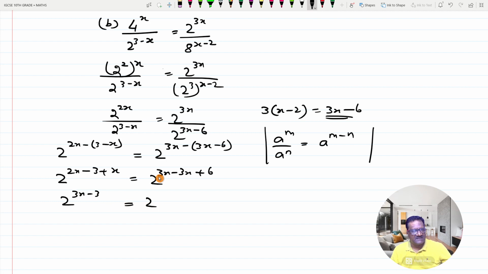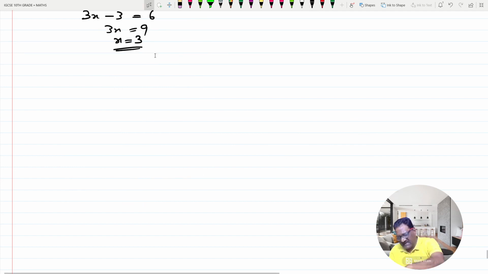Now because the bases are equal, you can equate the powers and write 3x minus 3 equal to 6. 3x equal to 6 plus 3, 9. x equal to 9 upon 3, which is equal to 3. So the answer for sub-question B happens to be 3. And if I check behind the book, it's 3.